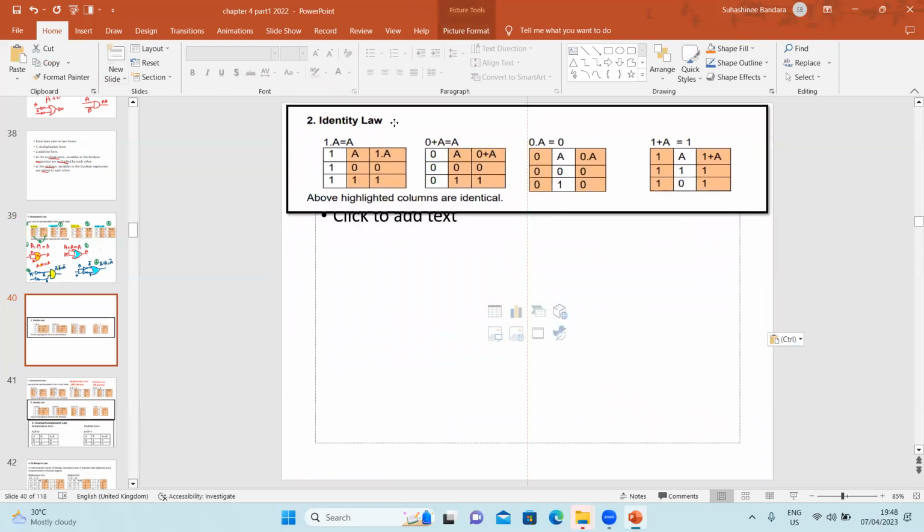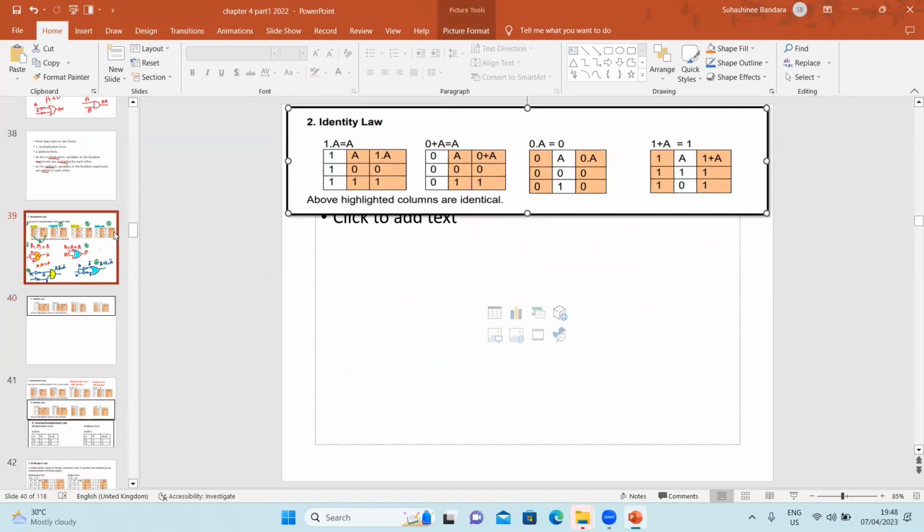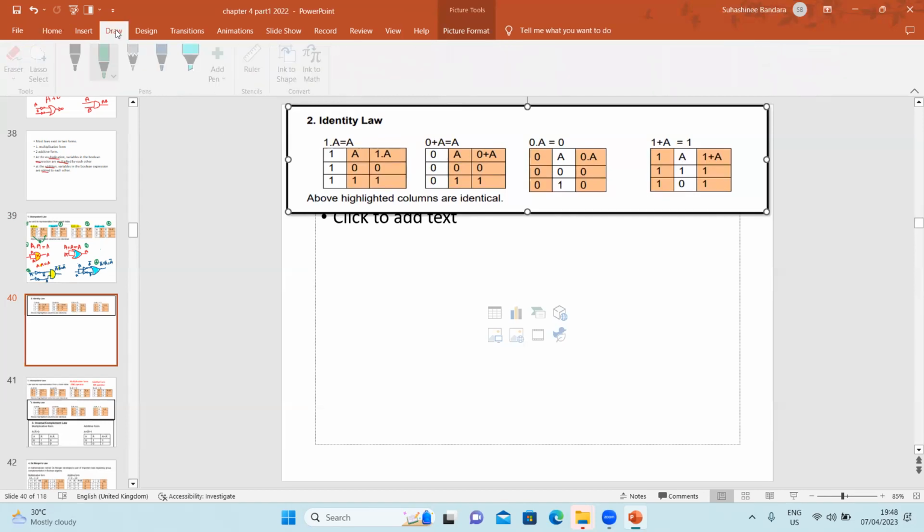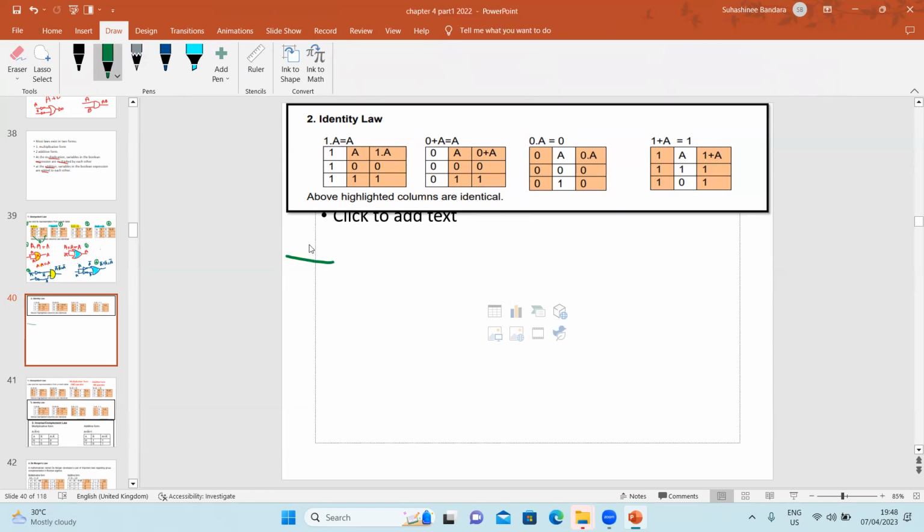Okay, so identity law. Now, what is the first law? First law was idempotent. Second one, identity law. 1 multiplied with A, or whatever input, multiplied with 1. What should be the output? It should be A. Why? There is one A, so one is going to multiply with A, that means AND gate. A might be 0 or 1, no issue.